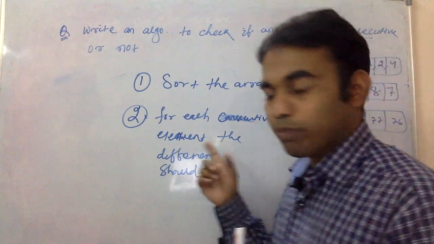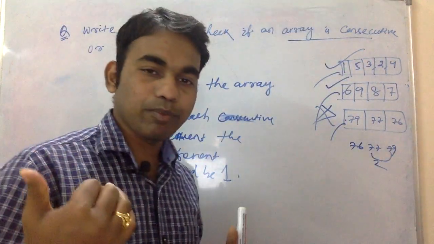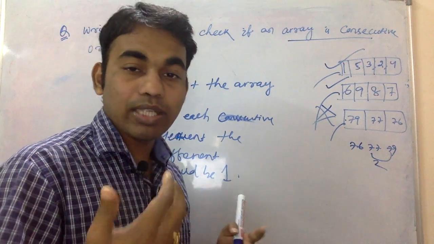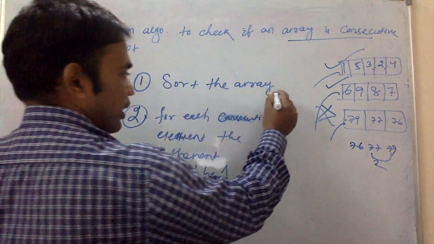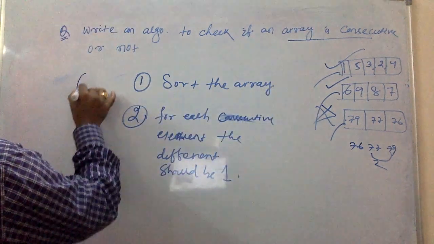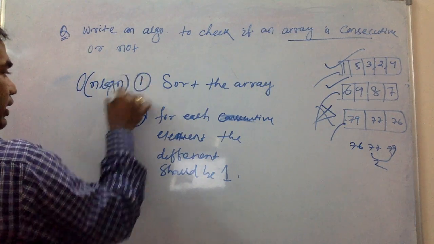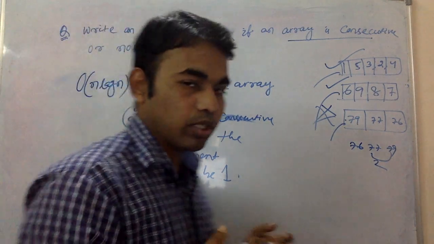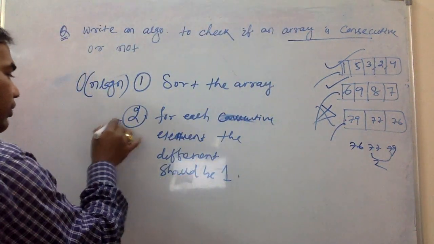Just tell me, what is the time complexity of this algorithm? If you don't know, just study some other time complexity algorithms. How to find out the time complexity? I have already some videos on that, so just try to read about that. For now, I will tell you the time complexity of sorting. In general sorting, that is O(n log n).